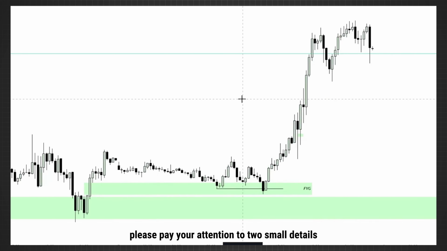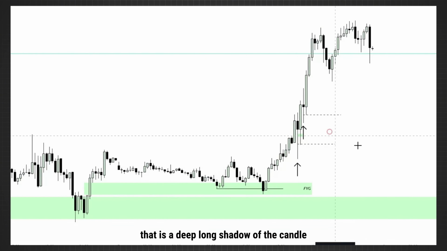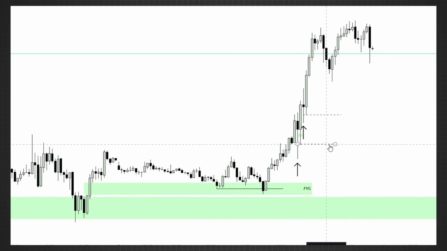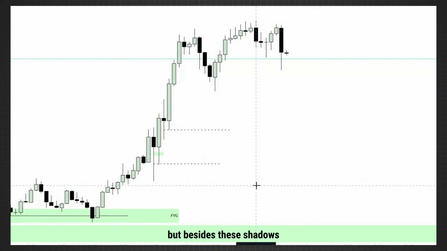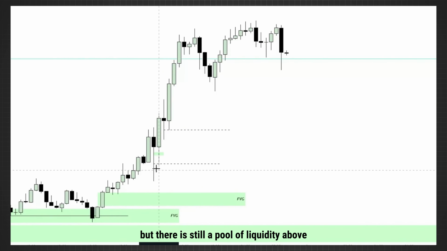Please pay attention to 2 small details. Pay attention to the shadows of these 2 candles, this one and this one. The next candles after them, that is a deep, long shadow of the candle, was formed at the opening of the American session, and this line right here is the middle of this shadow. Just look at the reaction that these candles gave. At the moment, you don't know if there will be any reaction here. But besides these shadows, there is a gap, and that's basically all. That is, at the opening, someone who tried to enter here was taken out by a stop. And this is the story formed, but there is still a pool of liquidity above.